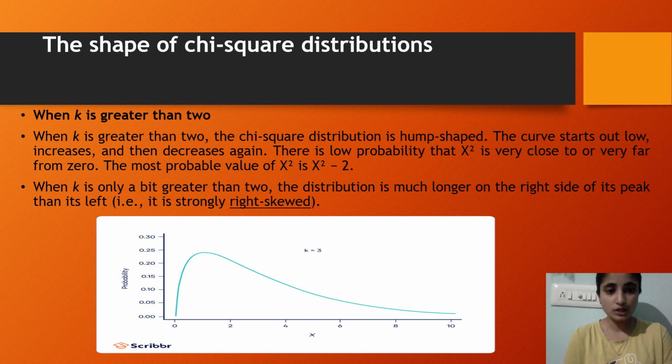When k is greater than 2, the chi-square distribution is hump-shaped. The curve starts out low, increases and then decreases again. There is a low probability that chi-square is very close to or very far from 0. The most probable value of the chi-square is k minus 2. When k is only a bit greater than 2, the distribution is much longer on the right side of its peak than its left, that is strongly right skewed.